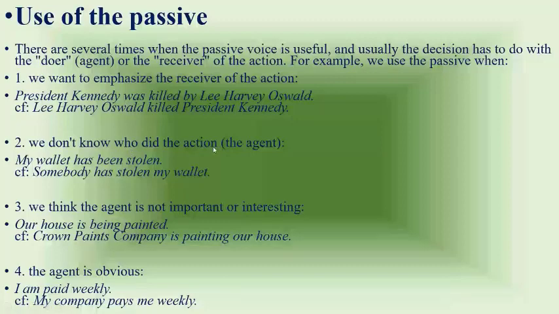Second, we don't know who did the action. The agent, the doer, the original subject. My wallet has been stolen. Someone, anybody, has stolen my wallet. So I don't know. Instead of saying somebody has stolen my wallet, it's more meaningful to say my wallet has been stolen. Concentrating on the wallet being stolen. I don't know who stole it.